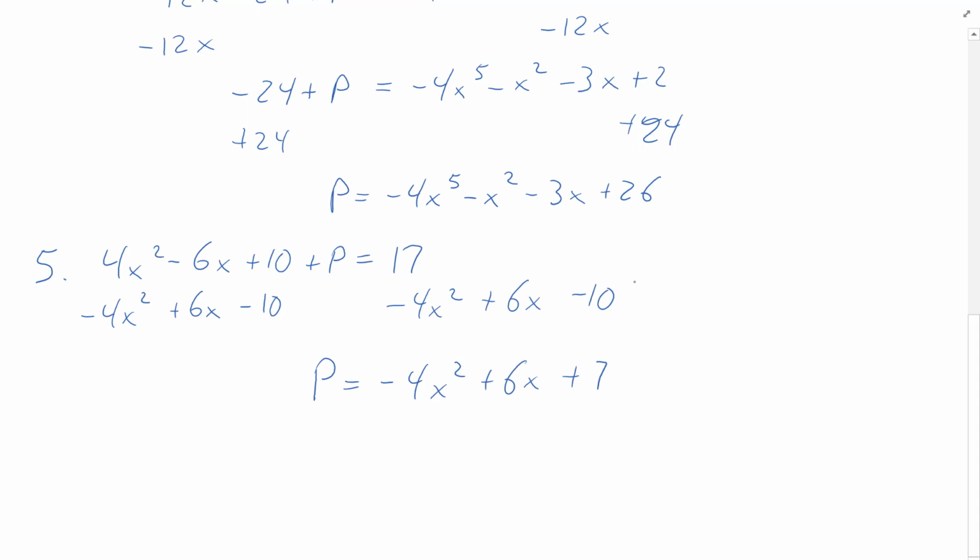And you can check yourself. Go back and take 4x squared minus 6x plus 10, add negative 4x squared plus 6x plus 7 to it, and you should end up with exactly 17.